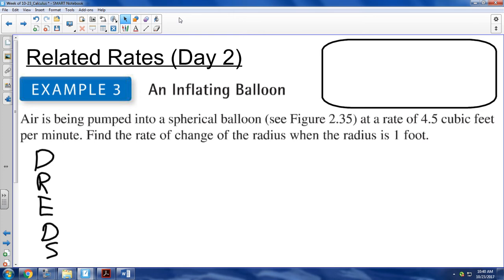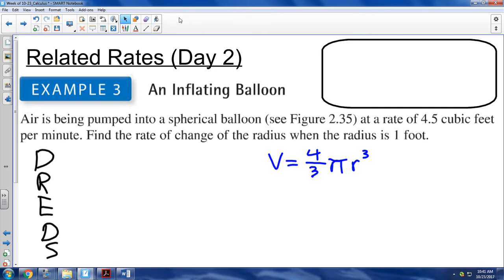We have a spherical balloon. So here's the good news. Anytime you have a spherical balloon, I'm going to give you the formulas. The first thing that you need is an equation, and that's going to be the volume of a sphere: 4/3 pi r cubed. That's the volume of a spherical balloon. So don't worry about memorizing that.